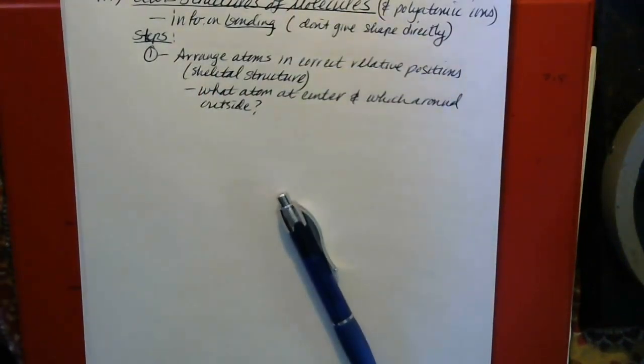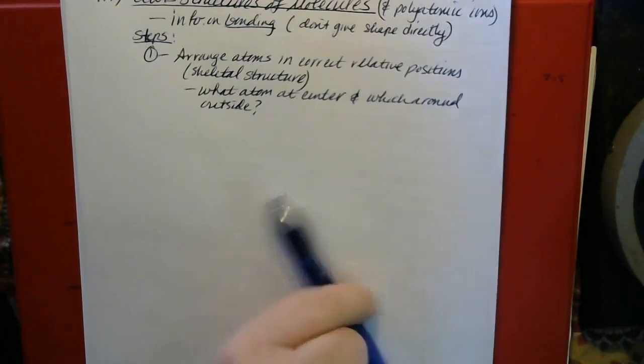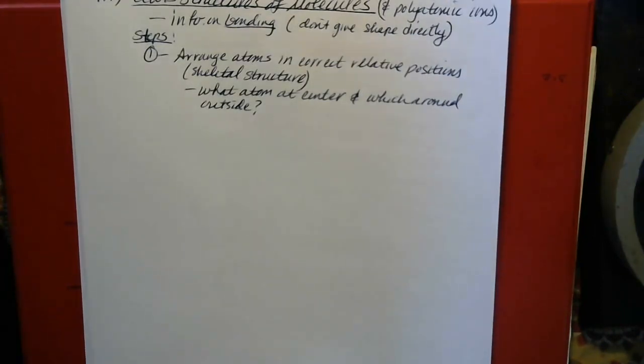Most of the compounds or molecules or polyatomic ions that we will encounter in terms of Lewis structures will take the form of a central atom surrounded by other atoms. Sort of like CH4 with carbon in the center surrounded by hydrogens. And so your main task here in step one is to determine which atom is in the center and which atoms are around the outside.